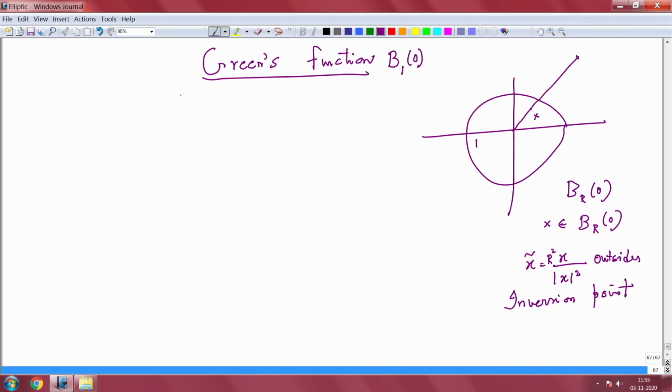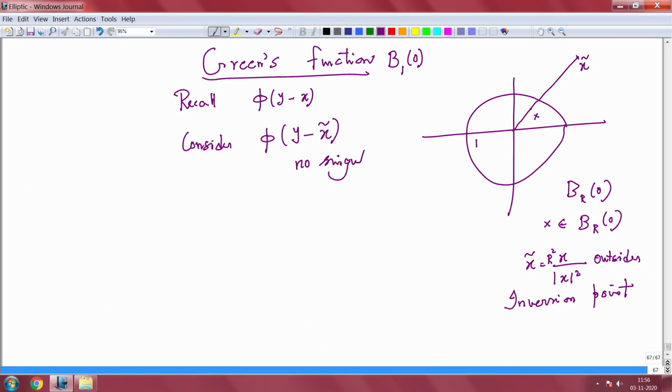So, I can still consider the fundamental solution phi of y minus x, and then consider phi of y minus x tilde. There is a slight difference compared to this one. This singularity is at x tilde, just like the previous case, x tilde is outside. So, no singularity in B1. That implies the Laplacian in y of phi of y minus x tilde equals 0.